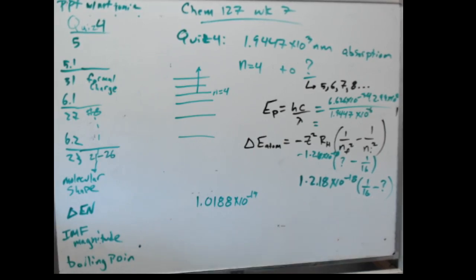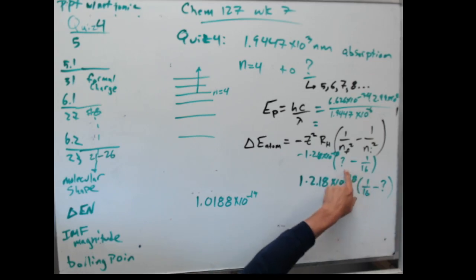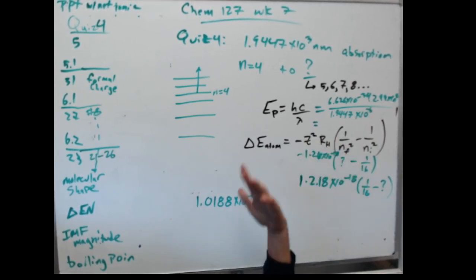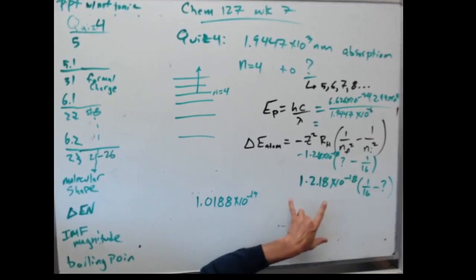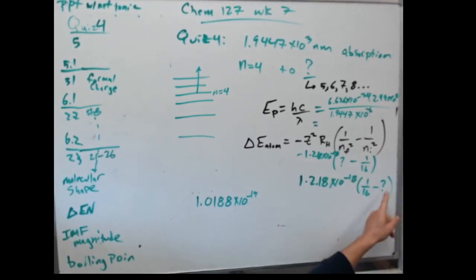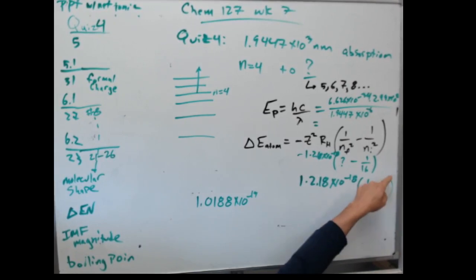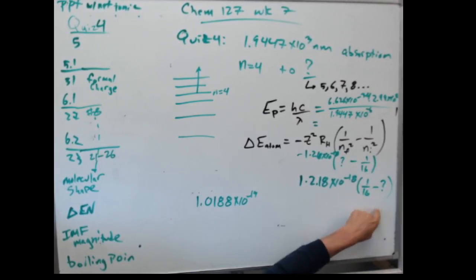But for me, I always like to slow down, and I have a hard time thinking about question mark minus 1/16. So I think, okay, well, what if n final was 5? What would happen in that case? What if it was 6? Whether it's 5 or 6 or 7, that thing always ends up negative. So I just go ahead and bring that negative in. So now this part's positive. 1/16 minus 1/25 or 1/36 or 1/49, that's always going to be positive now.